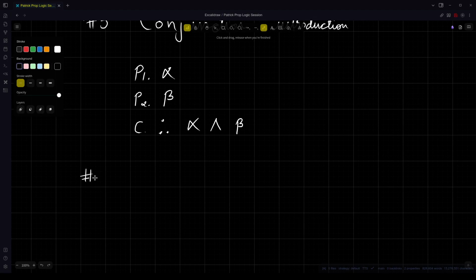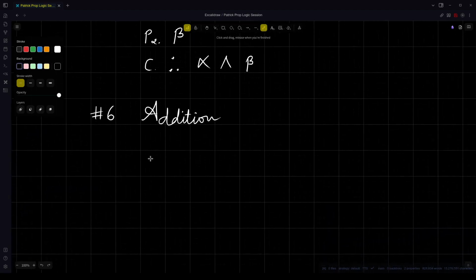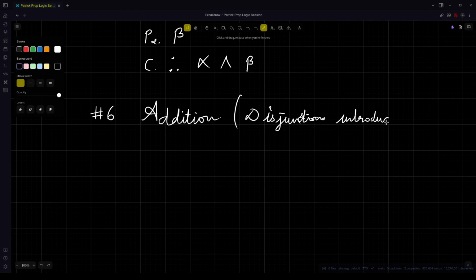Then the next one is addition. Addition. Okay, so again you have, yeah, this is also called implication introduction. Sorry, no, disjunction introduction. Disjunction introduction. Okay, you can just say addition, it's fine, I won't mind.